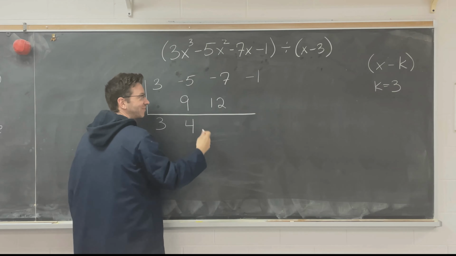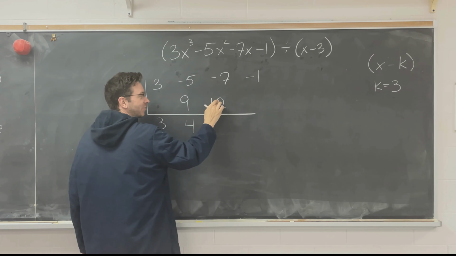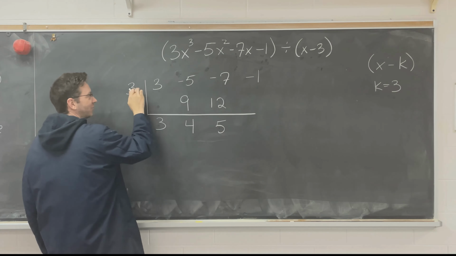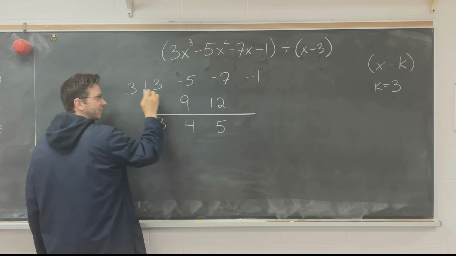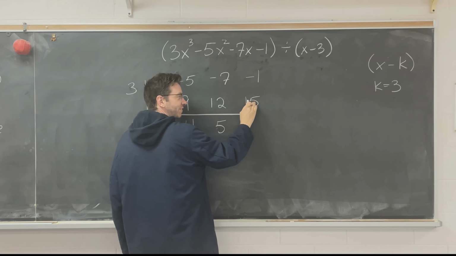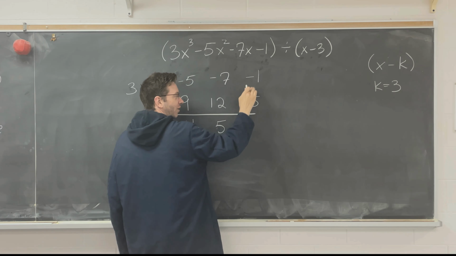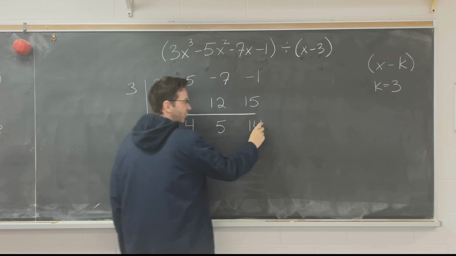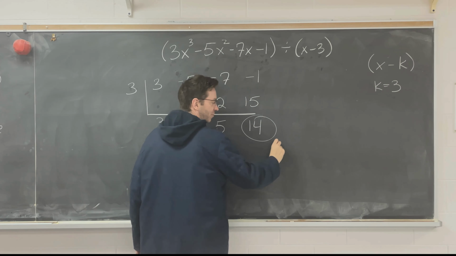And then add. We're just repeating add. So negative 7 plus 12 is 5. Multiply with k. So 3 times 5 is 15. And finally add again. 15 plus negative 1 is going to be 14. So this 14 is our remainder.